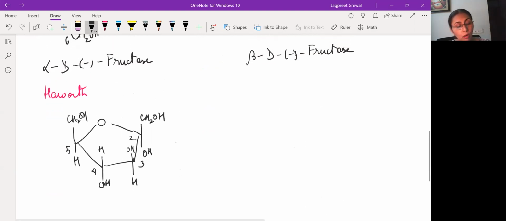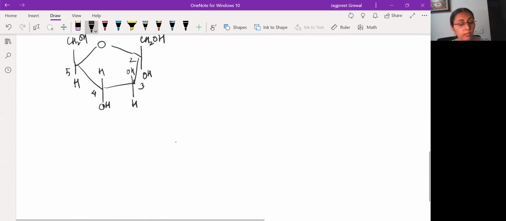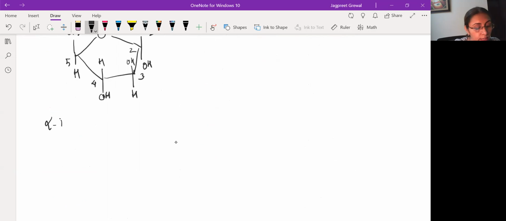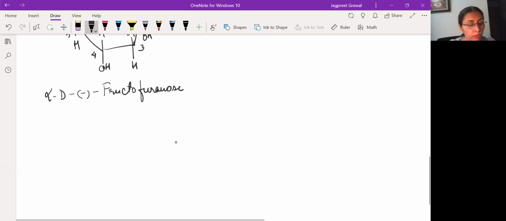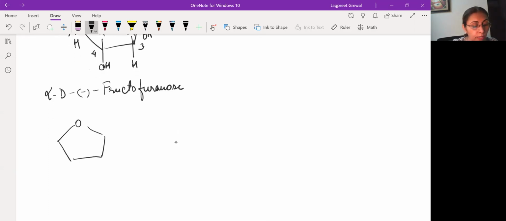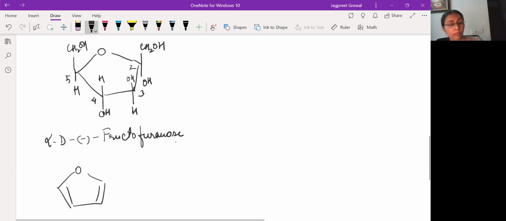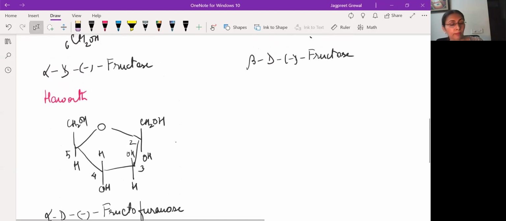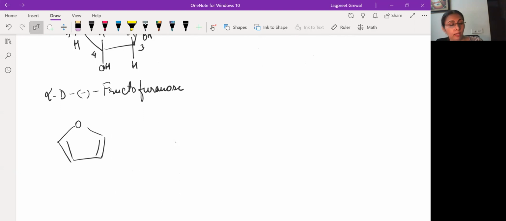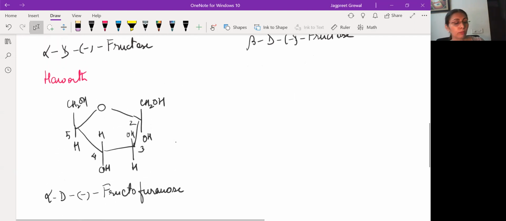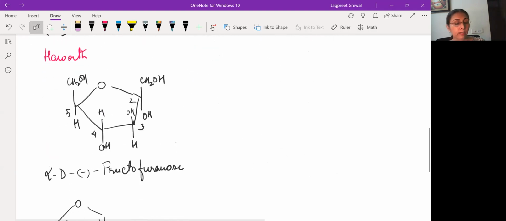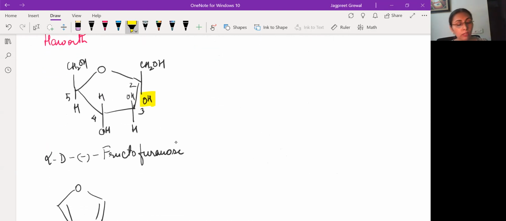So what will you call this structure? This will be known as alpha D negative fructofuranose. Why furanose? Because this structure is compared with that of furan ring, like this. So a 5-membered ring, one of the atoms is the oxygen in the ring, and 4 carbon atoms, the same way. So it is called fructofuranose. And the new hydroxyl group, the OH group that is formed, the new one that has come over here. So this is a new OH group.